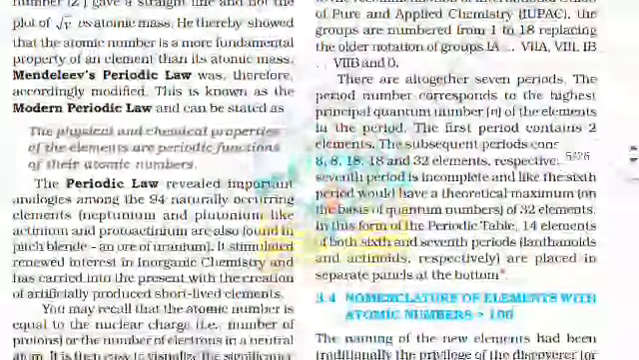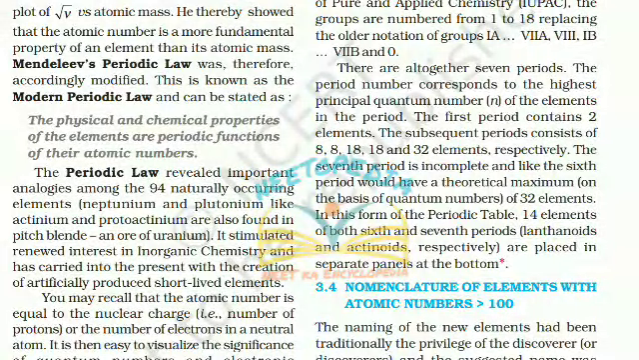Mendeleev's periodic law was therefore accordingly modified. This is known as the modern periodic law and can be stated as: the physical and chemical properties of the elements are periodic functions of their atomic numbers.